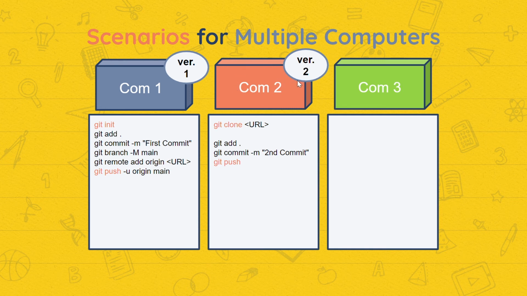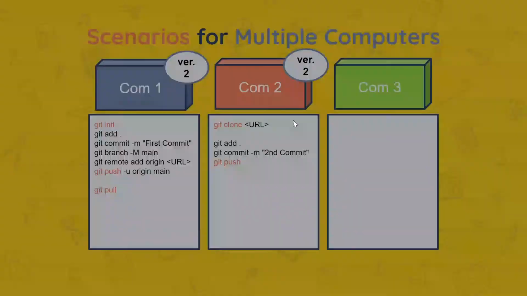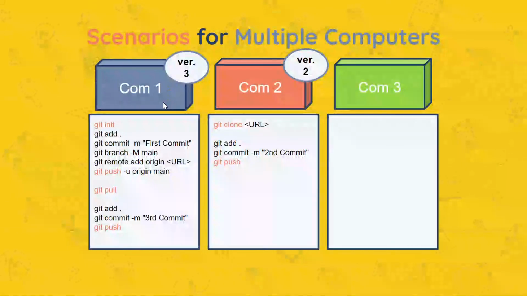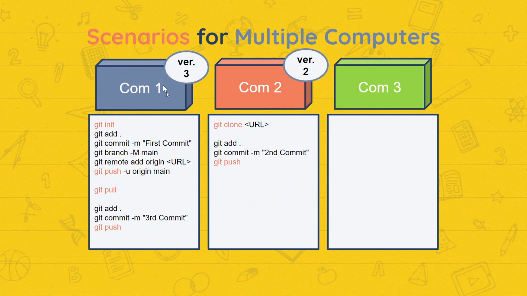My home computer is also having the same version as the repository. Now going back to work, the first thing I must do is git pull, because the version was previously different. By doing a pull, I will have the latest version in the repository. And then I continue to work on it and push it up. So now it is version 3 in the repository.